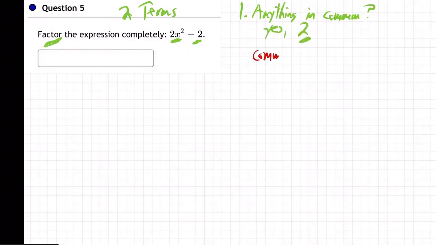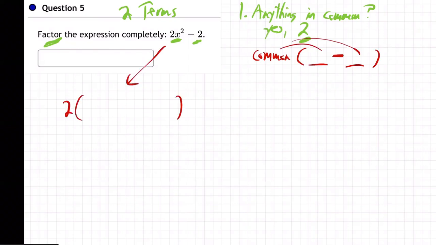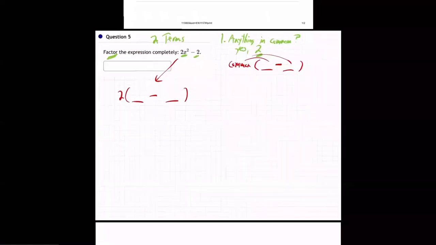You put the common part in the front and you put one big parenthesis, with a blank and a blank and a minus in the middle so that it would multiply and go back. So put the 2 in the front, the one big parenthesis, a blank and a blank with a minus in the middle. Then what?